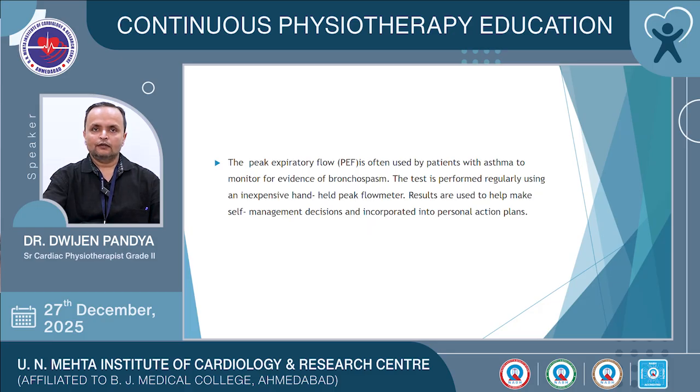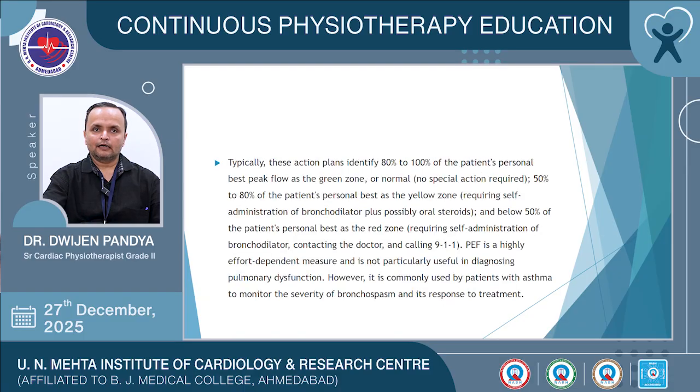So the subject will use the peak expiratory flow meter, place the device in his or her own mouth, encircle it completely and forcefully expire into it so that the readings can be taken. Typically, these action plans identify 80 to 100% of the patient's personal best peak flow as the green zone, or the normal. That means no action is needed.